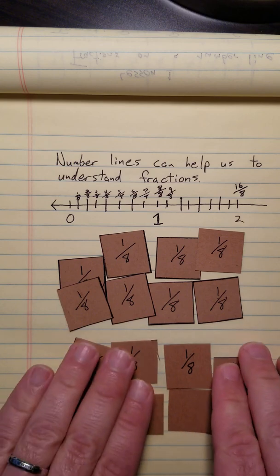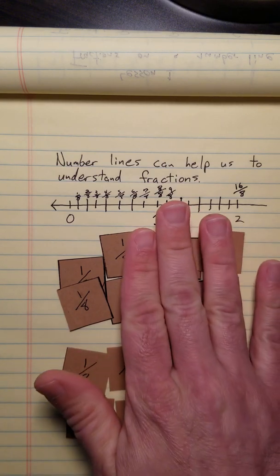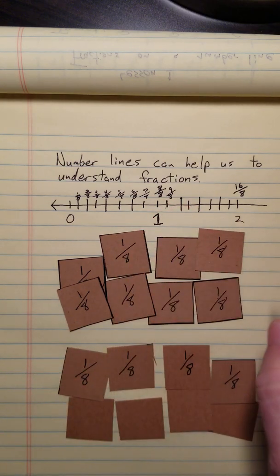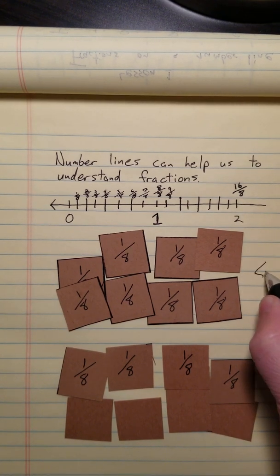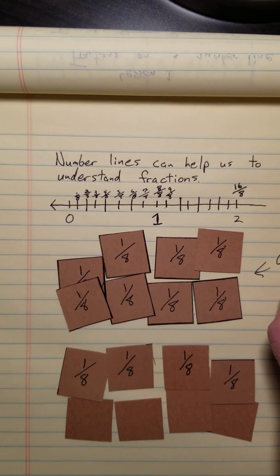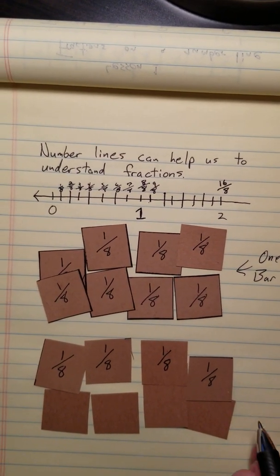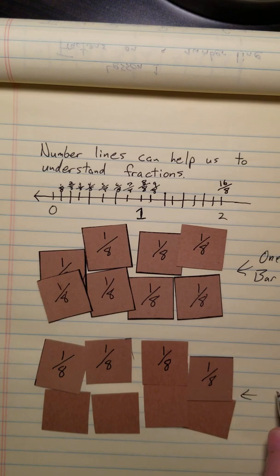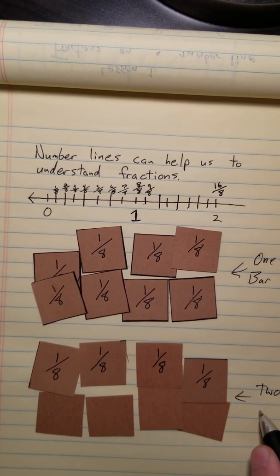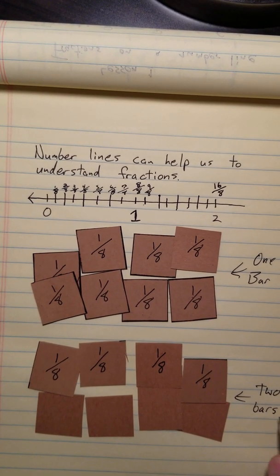Suddenly, that's 2 chocolate bars. Okay? So there I go. That is 1 bar. That's 1 bar of chocolate. This is 2 bars of chocolate. Okay?